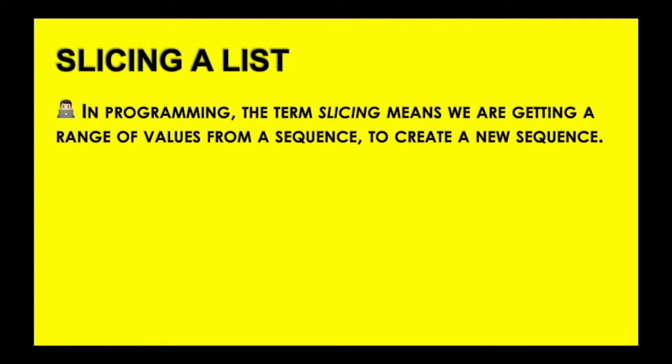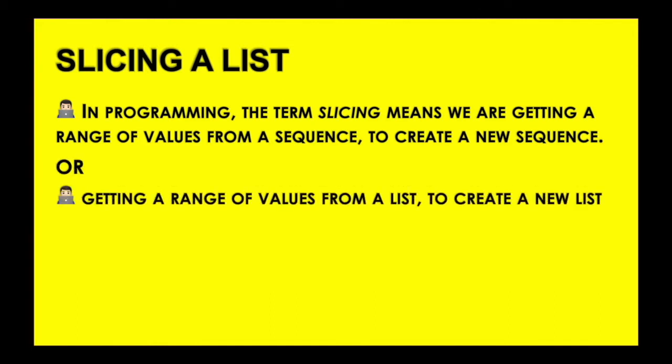Okay, so slicing a list. So for the term slicing, we will slice something. I will slice you. Joke. In programming, the term slicing means we are getting a range of values from a sequence to create a new sequence. Or basically, that means we are trying to get a range of values from an existing list to create a new list.